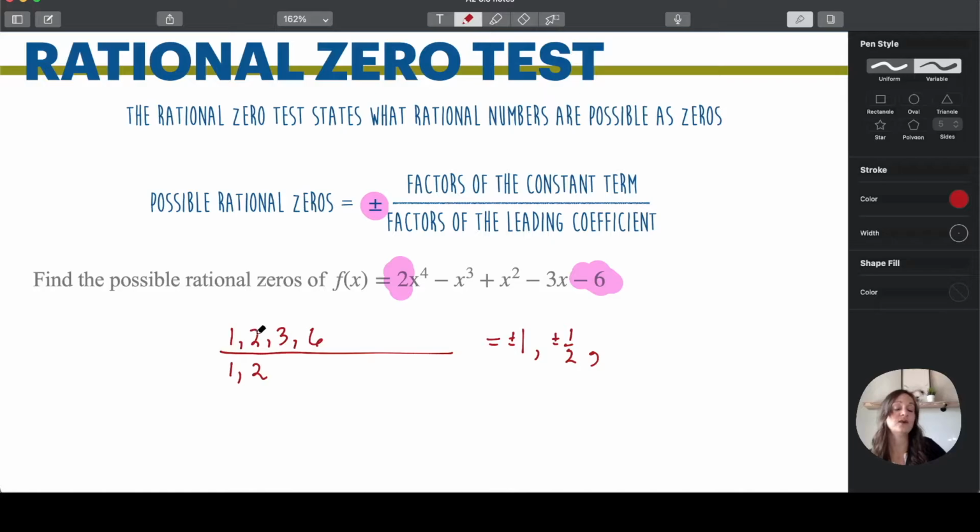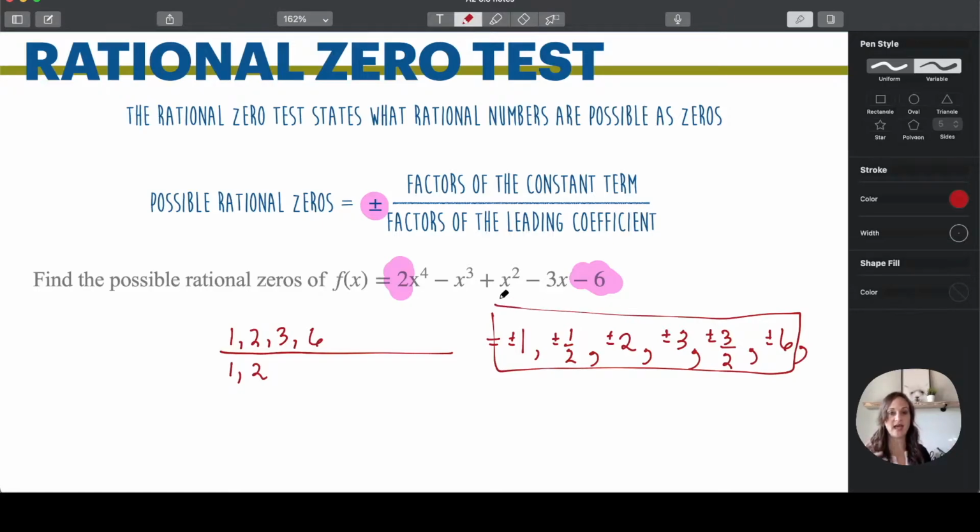Now, if 2 was the factor that we took from the top, then we could have 2 divided by 1, which is plus or minus 2, and we could have 2 divided by 2, which is 1, but we already have the 1, so we don't have to put that. The next one is 3. So we would have plus or minus 3 divided by 1, which is 3, and then plus or minus 3 divided by 2. And then last, we could have plus or minus 6 divided by 1, which is 6, and then plus or minus 6 divided by 2. 6 divided by 2 is 3, and 3 is already listed. So these are all the possible choices that actually can become zeros of this polynomial.